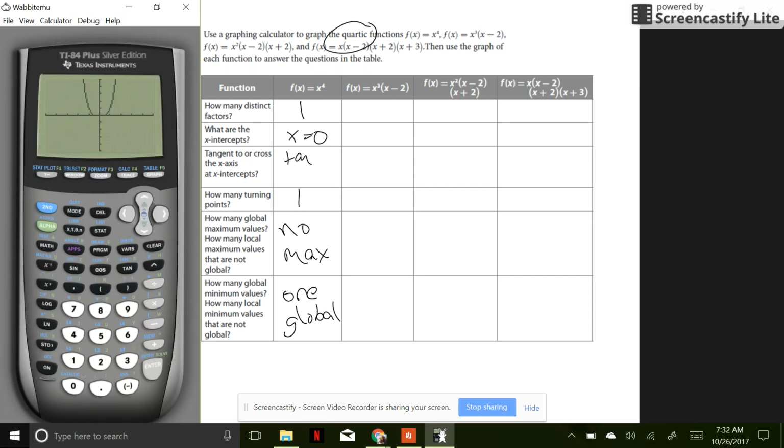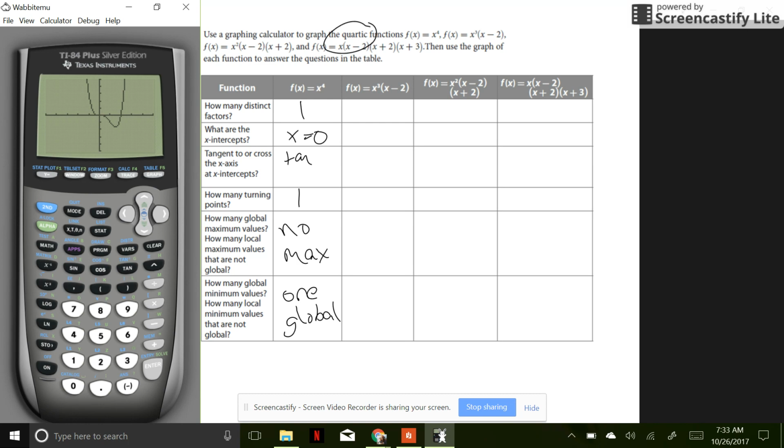Let's graph the next one. So now we have x cubed times x minus 2. I'm going to stop graphing that one, and I'm going to start graphing that one. Okay, so this time, how many distinct factors does it have? It has 2. Again, that's something you should also be able to tell just by looking at the equation. So what are those intercepts where we're touching or crossing the x-axis? Well, that would be at 0 and at positive 2. Again, you should be able to see that from the equation.